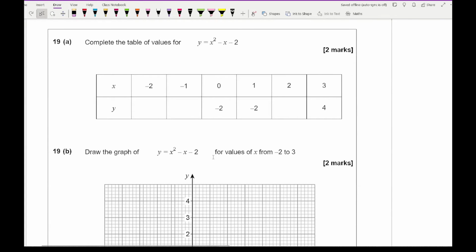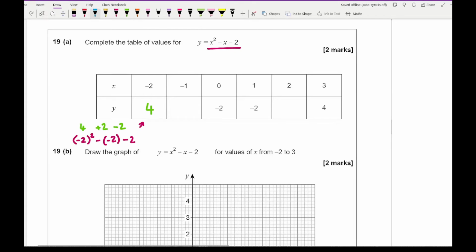Then for 19a, it says complete the table of values for y equals x squared minus x minus 2. So again, what we're doing is substituting the values of x into this formula. For this value, it's going to be minus 2 squared minus minus 2 minus 2. So minus 2 squared is positive 4. Minus minus 2 is plus 2, and minus 2. So 4 plus 2 is 6. Take away 2 gives me an answer of 4.